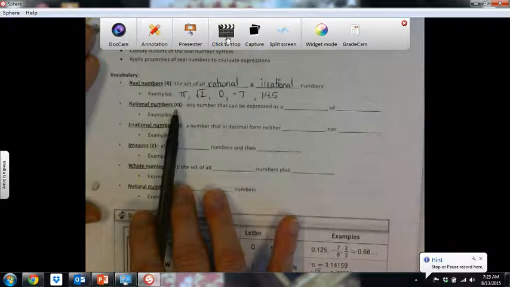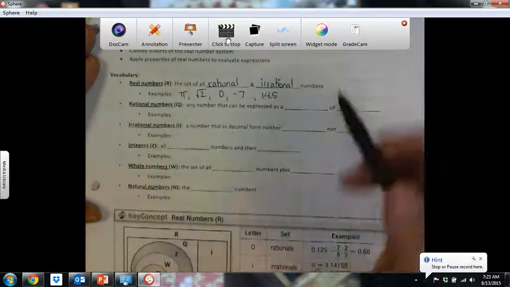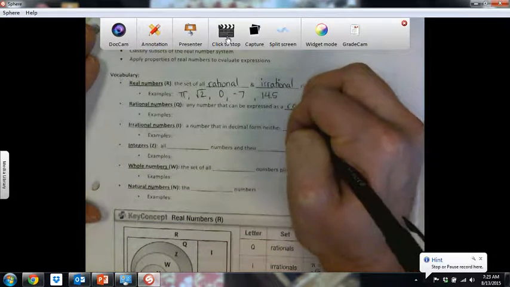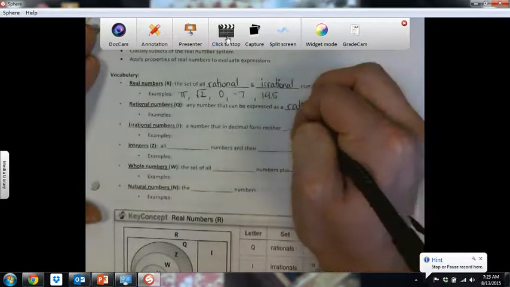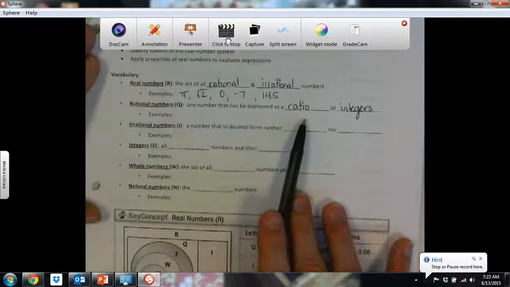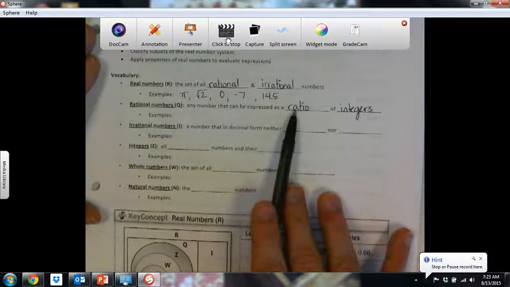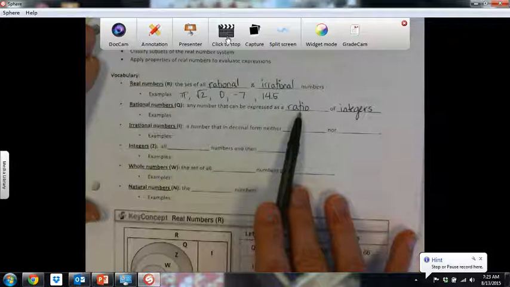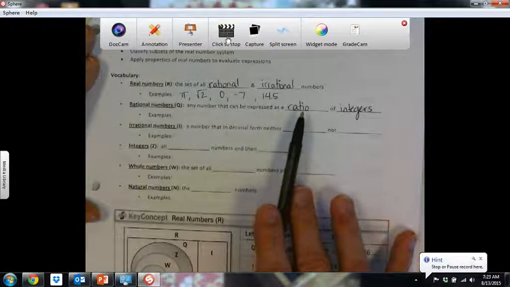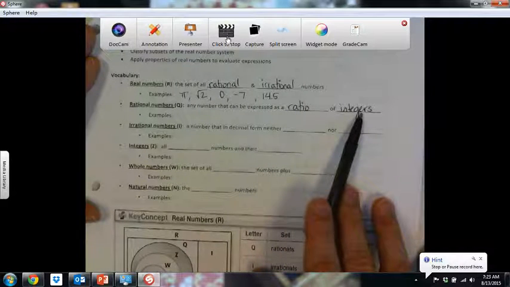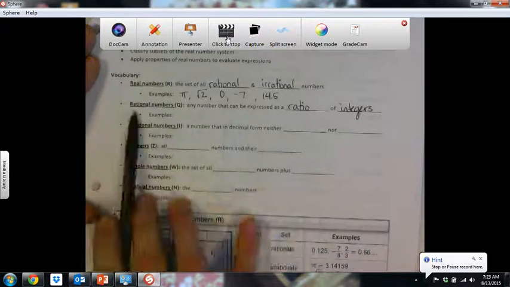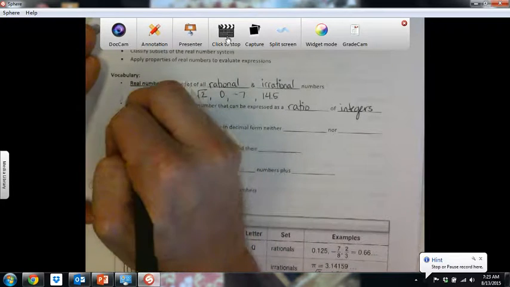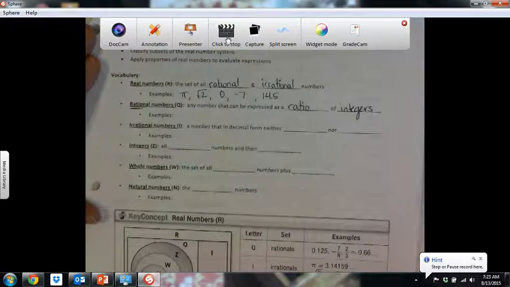Rational numbers specifically are any number that can be expressed as a ratio of integers. So a ratio is a fraction, right? And so whenever I say the word ratio, you should really just think that it's a fraction. This is just a fancy math vocabulary word for fraction. And so as long as I can write that number as a fraction of integers, then it's technically a rational number. Rational and ratio, those things go together, right? The ratio is actually hidden in the word.